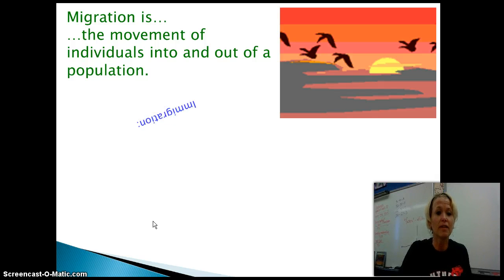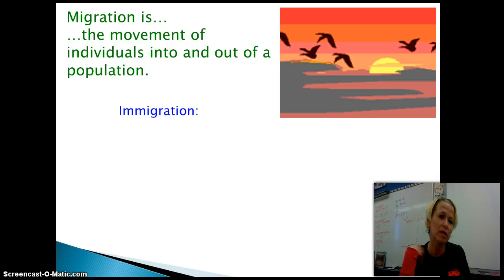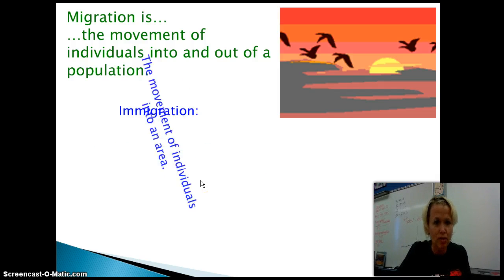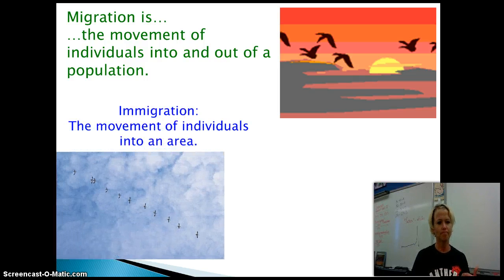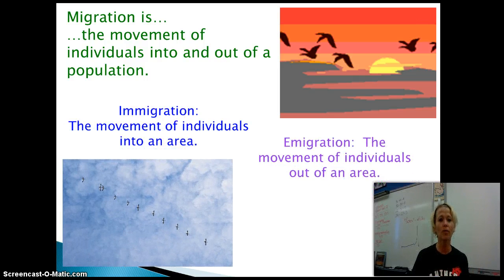So specifically, one of the words is immigration. And we think of immigration, immigrants moving from other countries to the United States. We call them immigrants. Well, we use this word to describe animal populations also. And this is the movement of individuals into an area. And then we can also be more specific in emigration. This one might be a new word for you. The movement of individuals out of an area.